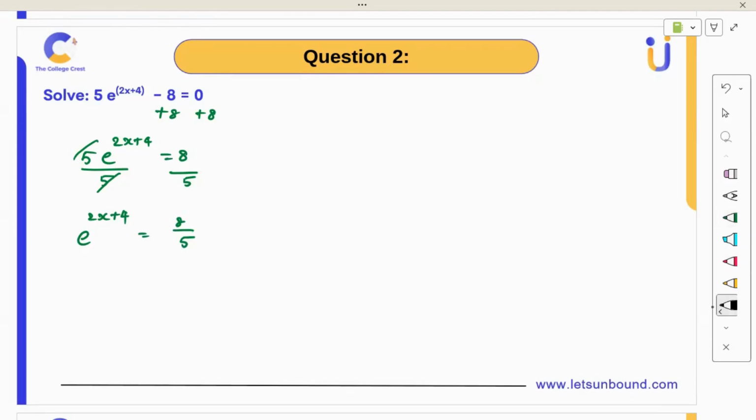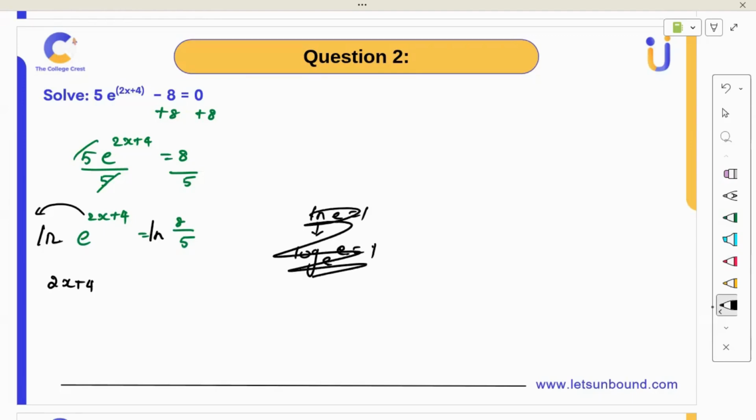Now I want to get rid of this e. Ln is the reciprocal function, I mean the inverse function. So take ln on both sides, and ln and e will be cancelled, so you can write 2x plus 4. Ln e makes 1 because ln e is 1. Why? Ln means log with base e. So if your base and input are the same, it's 1. That's the case I put there. Okay, so now it equals ln 8 by 5.